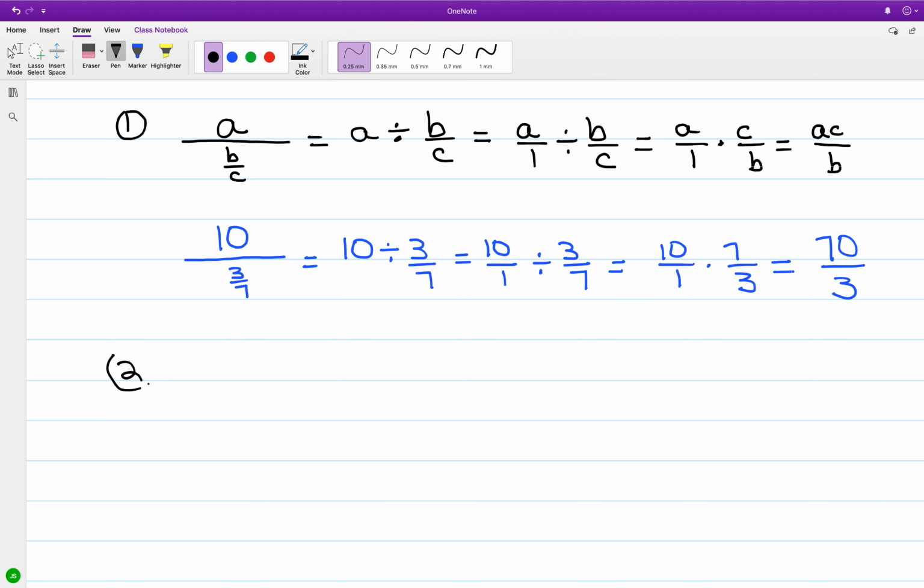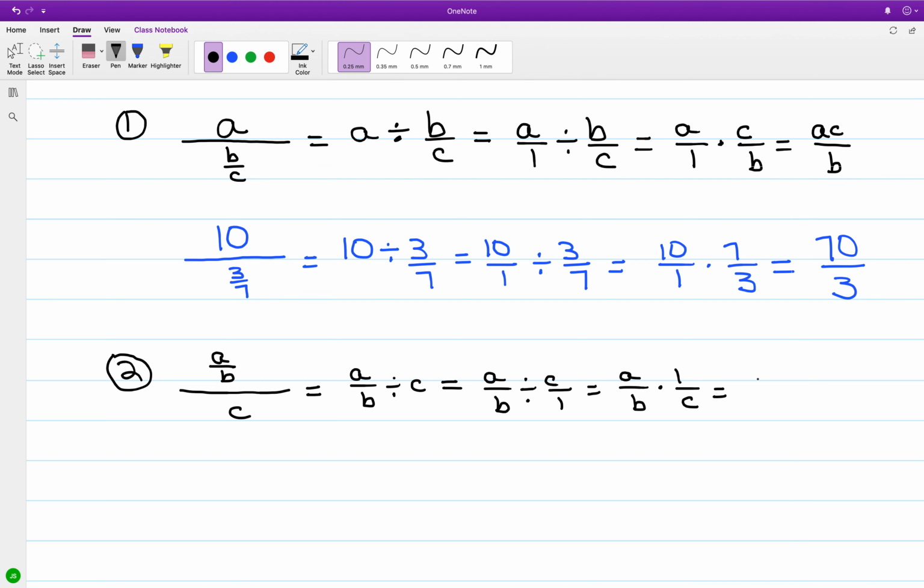Now, let's say that I have a over b all over c. In this context, I have a over b divided by c. You can also write this as a over b divided by c over 1, and then writing in terms of multiplication, I have a over b times 1 over c. And this will end up as a over b times c.